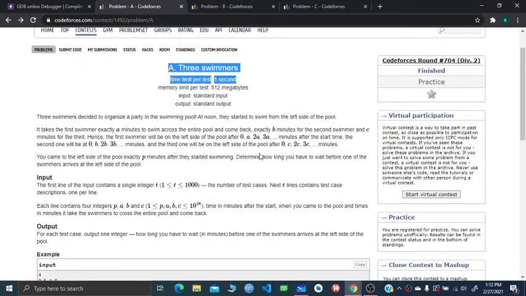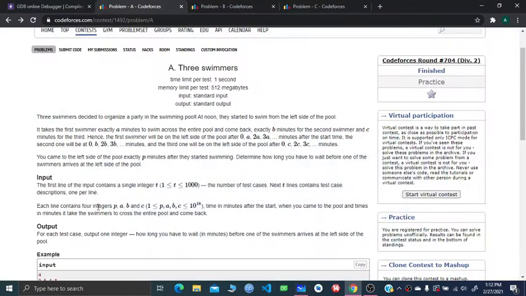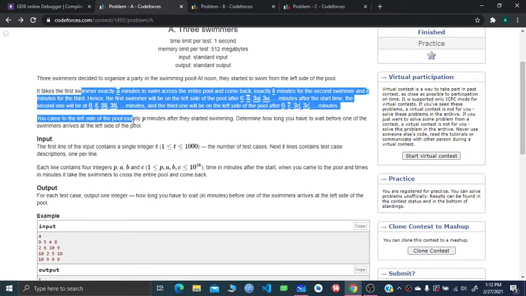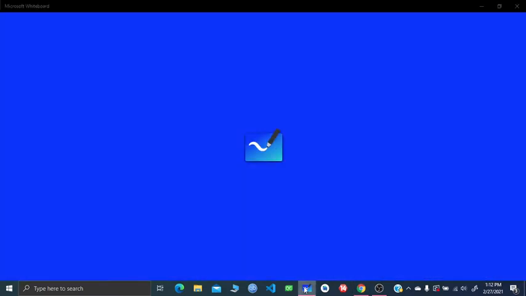The first one is three swimmers. It's from around 742, and in this problem we're given three swimmers and their corresponding times: A minutes, B minutes, and C minutes. What do these A, B, and C minutes mean?